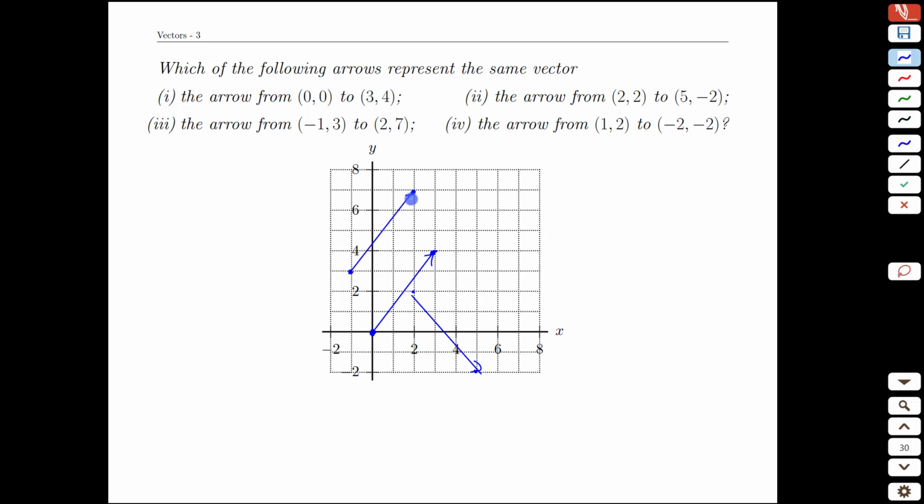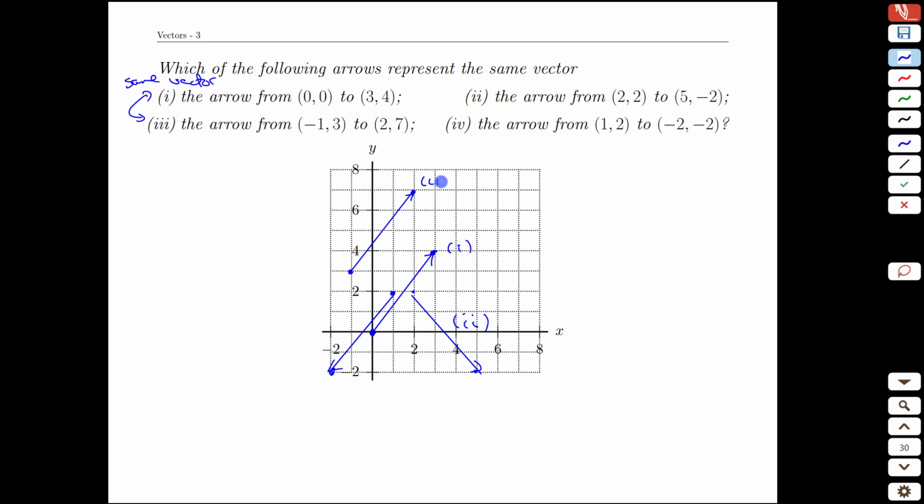Well, that vector is interesting because this is over 3 and up 4. This is over 3 and up 4. So in fact, these we would call the same vector. They're parallel, they go in the same direction, and they have the same length. Last but not least, if we draw the fourth vector from 1, 2 to negative 2, negative 2, that's an interesting one because the arrow direction on this is the opposite arrow direction from these other two vectors, 1 and 3. Let's label these quickly.